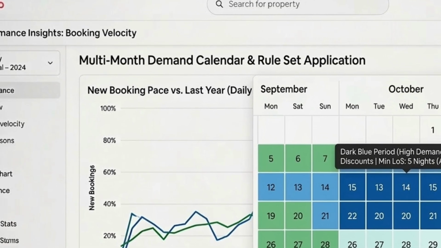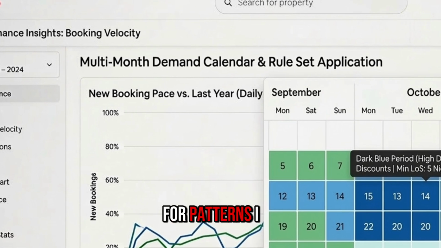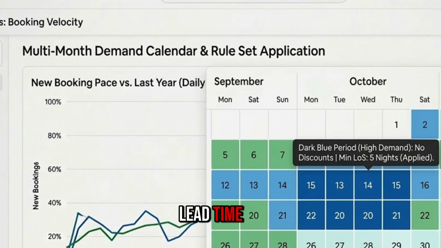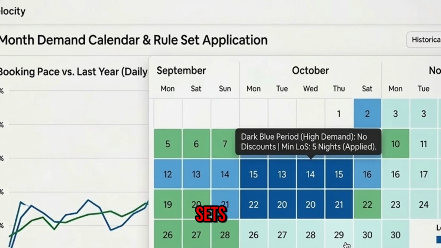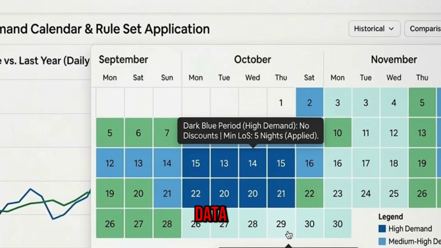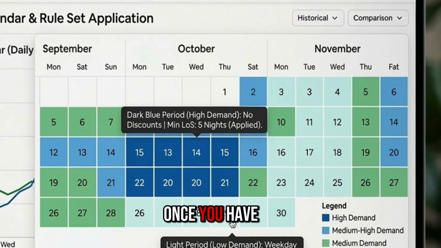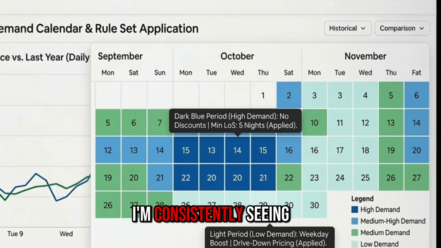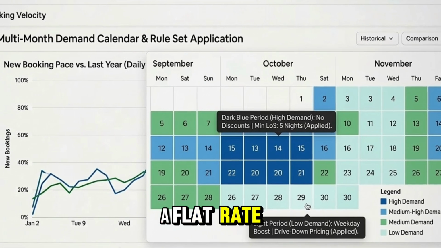Every quarter, I download my booking data, run it through AI, and look for patterns I might have missed. Which days are underperforming? What's my average lead time? Are there guest segments I'm not reaching? And then I adjust my rule sets based on what the data actually tells me. Not what I assume, what the data tells me. This whole workflow takes maybe 2 to 3 hours per month once you have it set up. But the difference is significant. I'm consistently seeing 20 to 30% higher revenue compared to hosts who just set a flat rate and occasionally adjust for holidays.